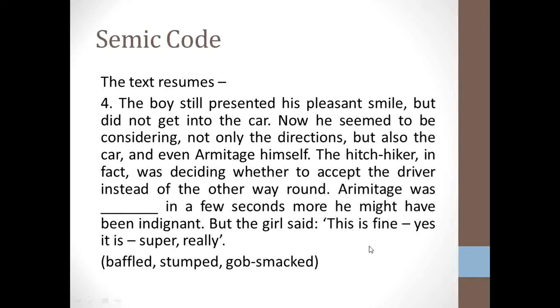But the girl said, "This is fine. Yes, it is. Super, really." So, what kind of word would fit in here? Armitage was baffled. Armitage was stumped. Armitage was gobsmacked. Now, gobsmacked creates a very hilarious image, right? Stumped would indicate that Armitage is clueless, right? Baffled would come very close to indignant. So the next step to bafflement would be indignation in this case, because he is taking offense here, right? Offense that he himself has certain standards, and these people are questioning his standards. These nobodies are questioning his standards.